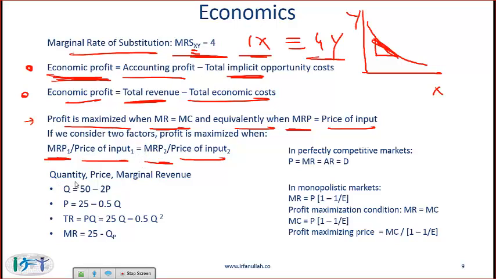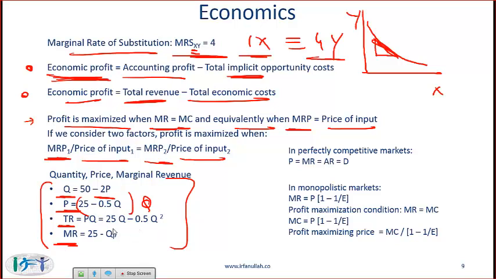Okay, next, quantity, price, marginal revenue. Now these are not formulas that you need to remember, they're just for illustration. If we take a given entity where quantity and price are related like this, so this is your demand curve, then the inverse demand curve is written like this. Total revenue is simply the price times quantity, and you get something like this. The marginal revenue can be derived from the total revenue curve.